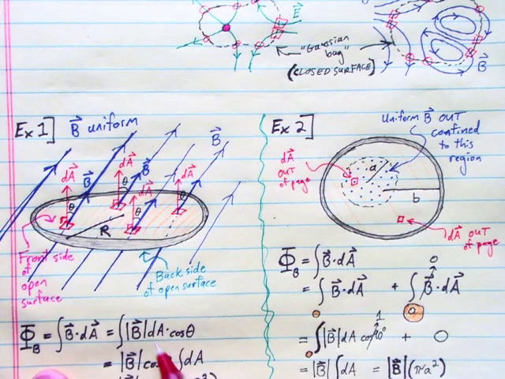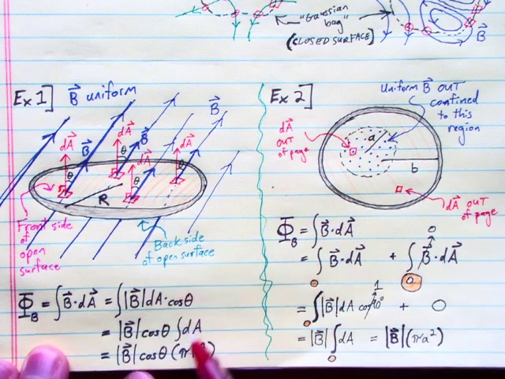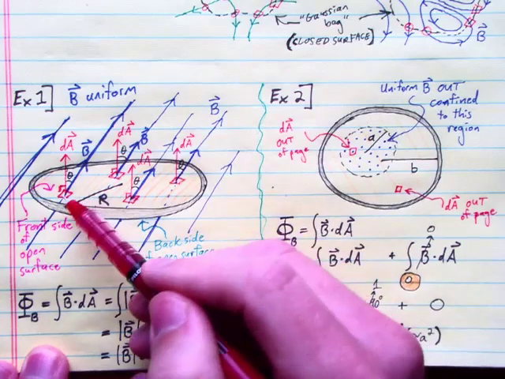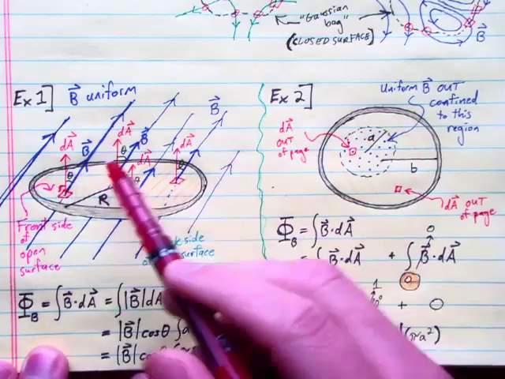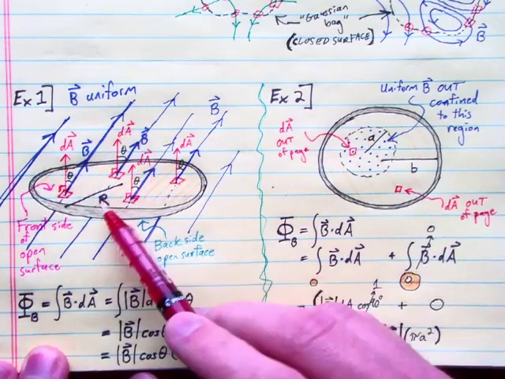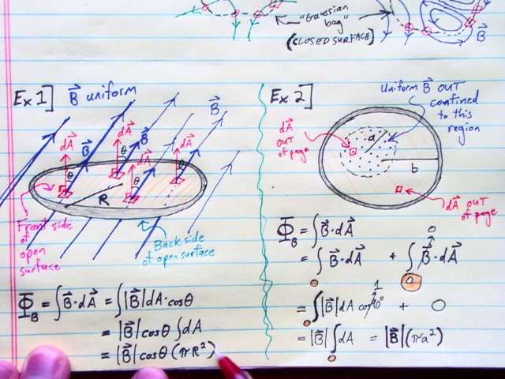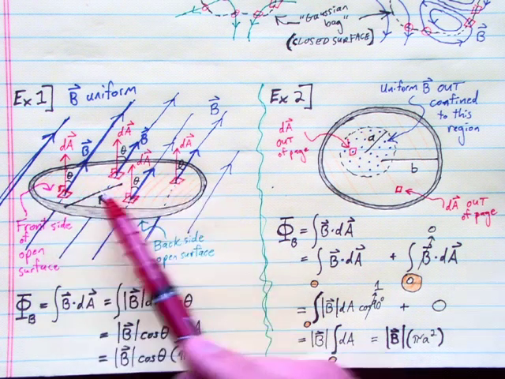B dot dA just gives us B dA cos theta. B is uniform, and the angle is the same at all these locations. So in this example, we could pull out the B field magnitude, pull out cosine theta, and just add up the areas of all these little surface patches. Add up all those patch areas, and we would get the total area of our open surface. If it's a circle with radius big R, then that would be pi R squared for the total area, and that would be our magnetic flux through that open surface.